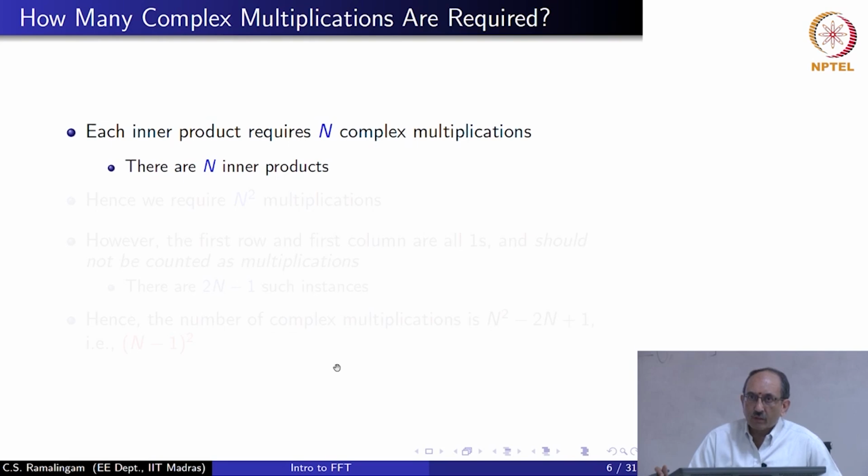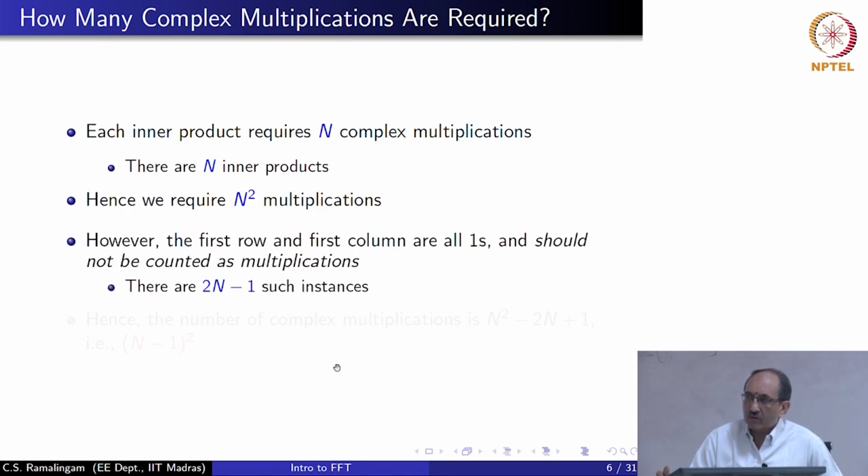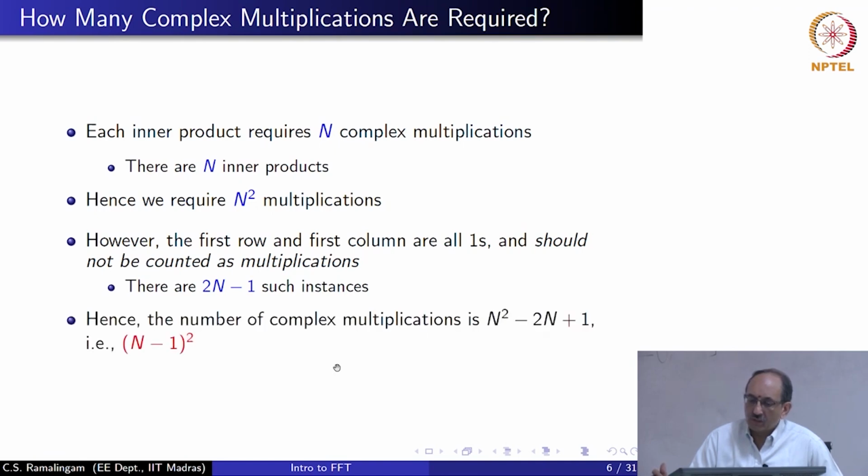Now, I had mentioned that the computational burden is quite large. To get a feel for that, each inner product requires N complex multiplications, and there are N such inner products, alright, and hence we require N squared multiplications. But if you look at the DFT matrix, the first row and the first column, which corresponds to n equal to 0 and k equal to 0, they are all 1s. Therefore, multiplication by 1 is really not a multiplication, and there are 2N minus 1 such instances, and hence the number of multiplications is really N squared minus 2N plus 1, which is N minus 1 whole squared.